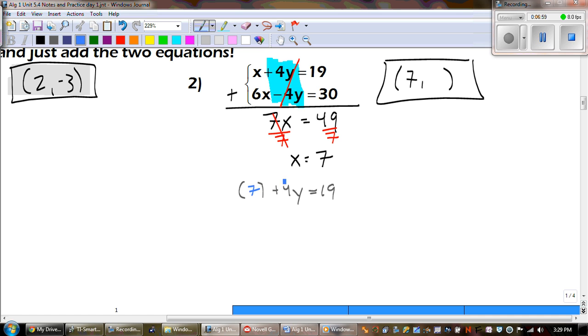Okay, so x is 7, in parentheses, there we go. We don't really need to do anything. So I'm going to subtract 7 from both sides. And we get that 4y equals 19 minus 7, which is 12. And then to get the y by itself, we have to divide both sides by 4. And we get that y equals 3. So we have the point (7, 3).